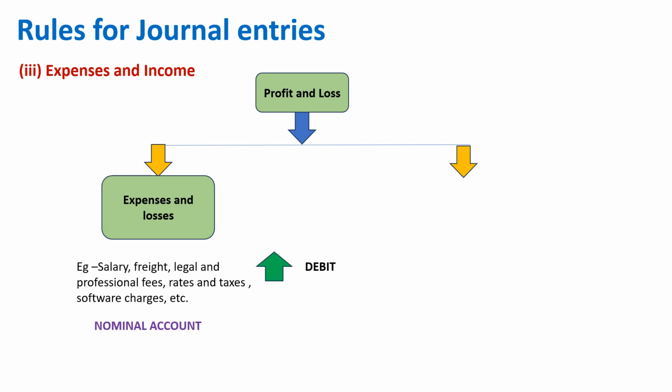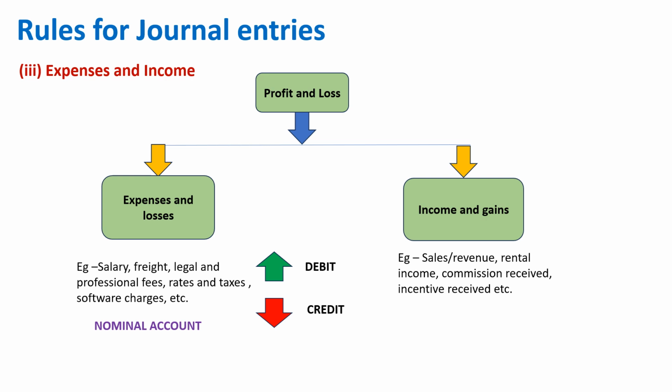And any increase in the expenses for the business has to be debited. Any decrease has to be credited. Similarly, in case of income, you have examples like sales, rental income, commission received, incentive received. These are also nominal accounts, and any increase in income is credit, any decrease in income is debit.